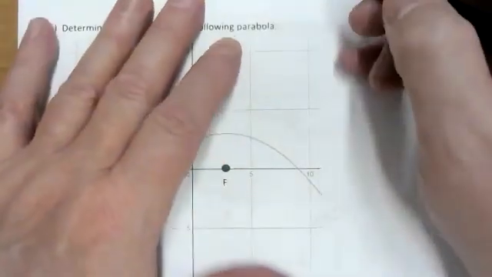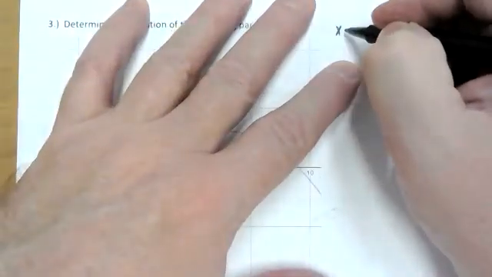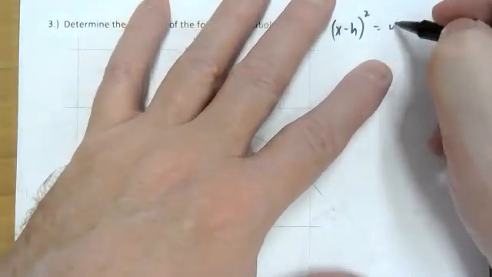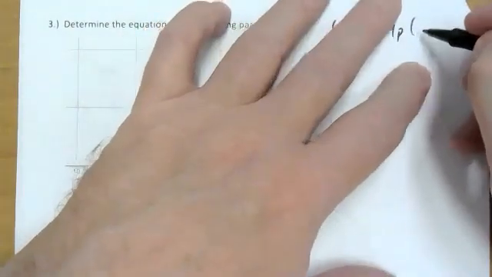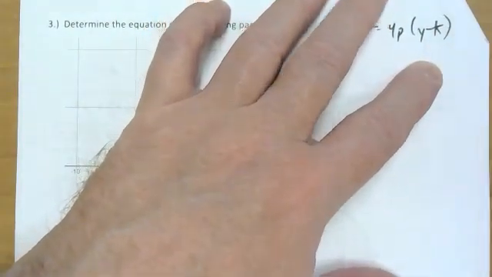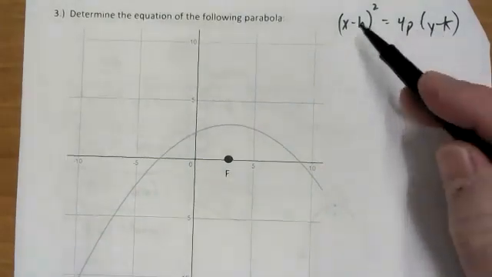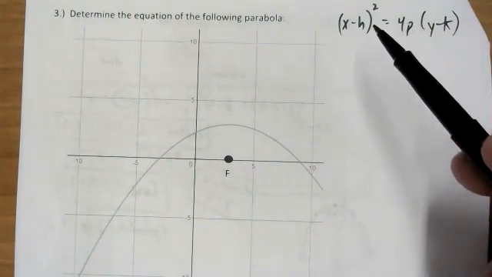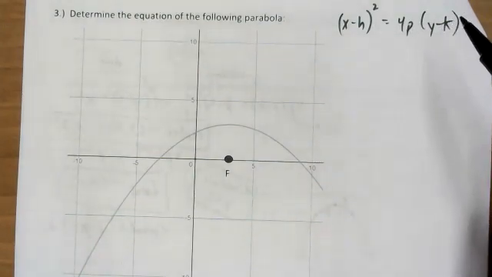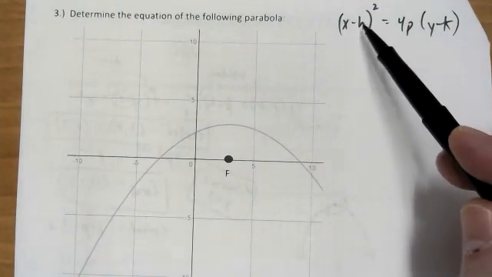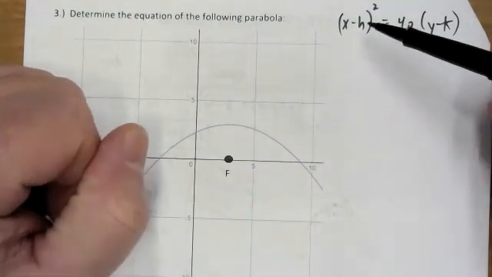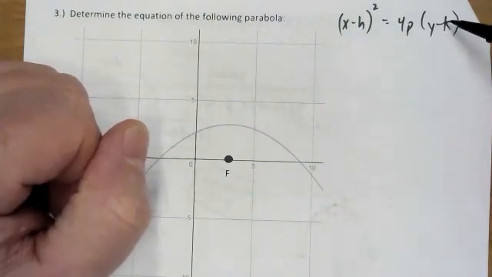So I'll write it here. Standard equation is going to be (x - h)^2 = 4p(y - k). Now, when I'm all done, the final equation is going to have x and y in it. So that means the remaining variables in here, h and p and k, those are the things I need to figure out what they equal. Those are going to be numbers. So I need to figure out what h equals, what p equals, and what k equals.